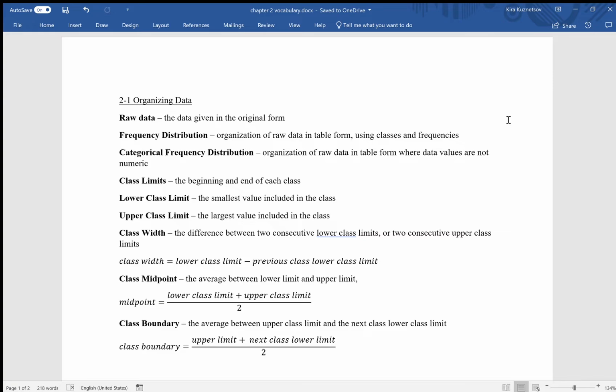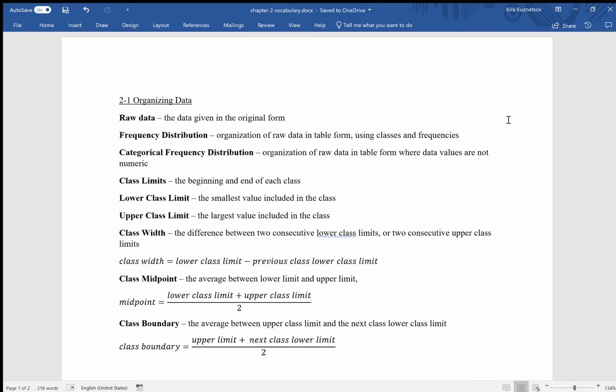The class width is the difference between two consecutive lower class limits. You will see this in the example in the next video. You want to take two consecutive classes, subtract either the lower class limits or the upper class limits. The key in the frequency distribution is to make sure that all of your classes have the same width. Otherwise, there's something wrong with your frequency distribution.